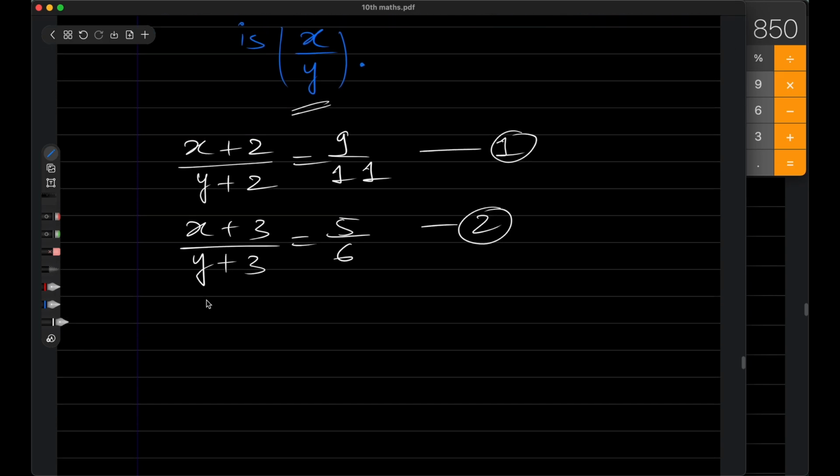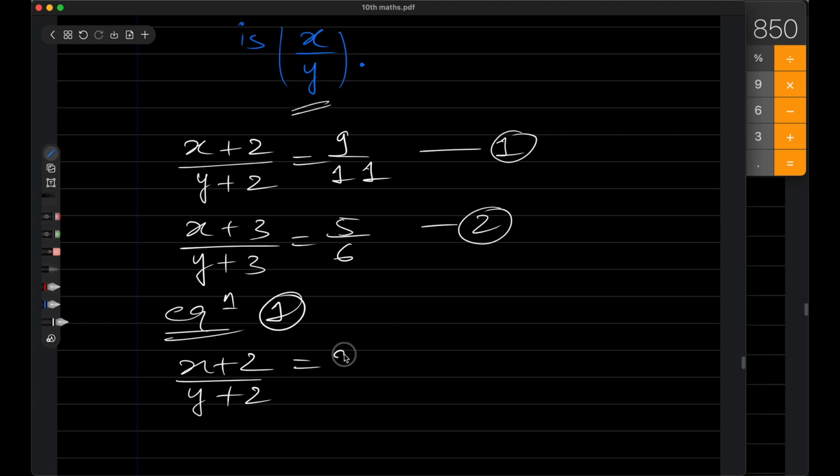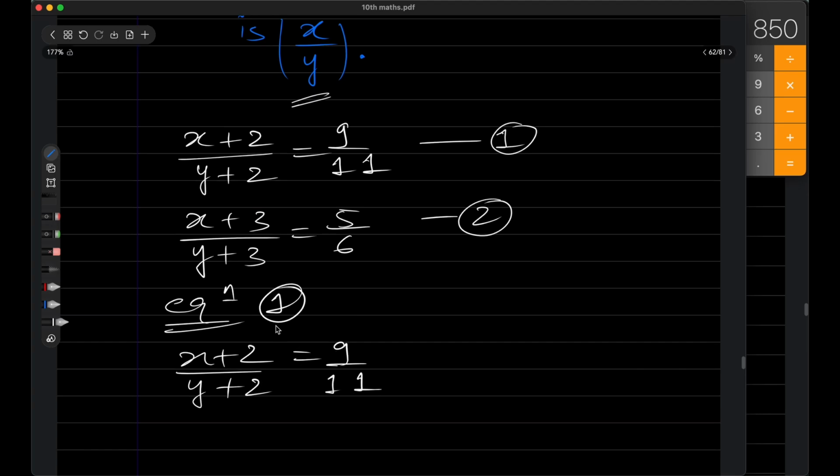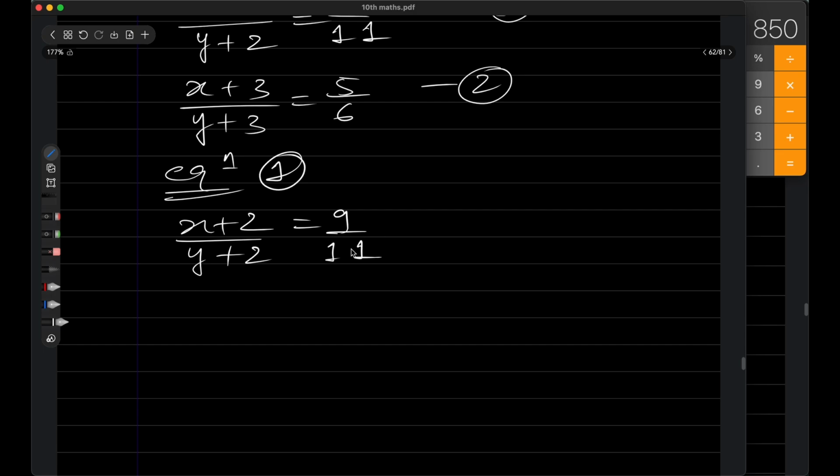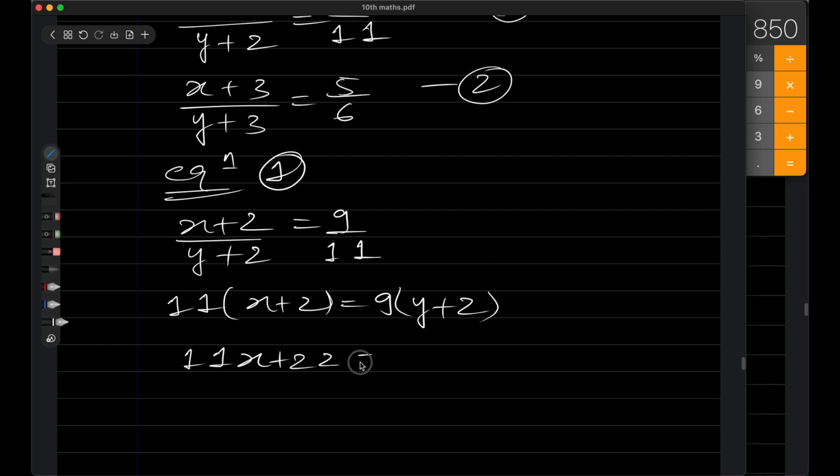First simplify both the equations, that is equation 1, x plus 2 upon y plus 2 equals 9 upon 11. Send y plus 2 to the numerator and 11 to the numerator. We will get 11 into x plus 2 equals 9 into y plus 2. Send y to the left hand side and constant term to the right hand side.